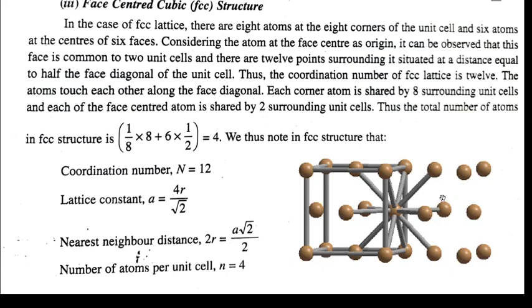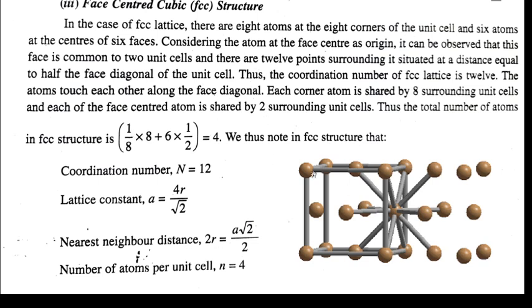Now the lattice constant a that we have to calculate, that again comes to 4r by root 2, and the nearest neighbor distance is twice r. This we will just see. Now the total number of atoms, let us calculate how. So yeah, that is here.